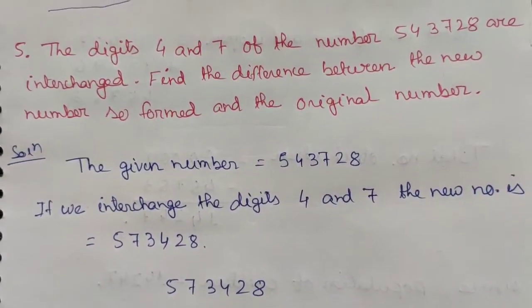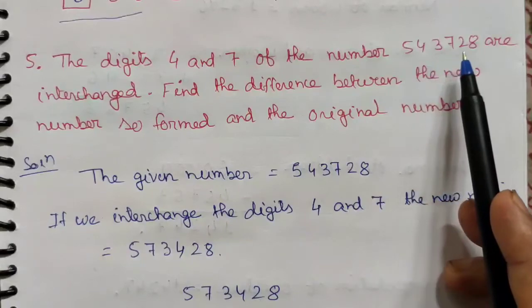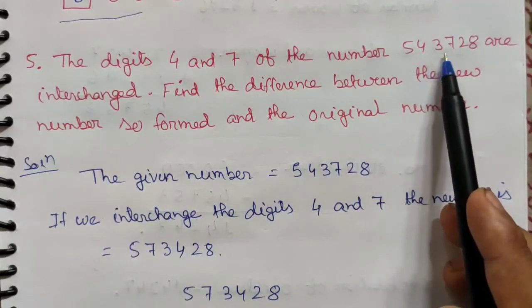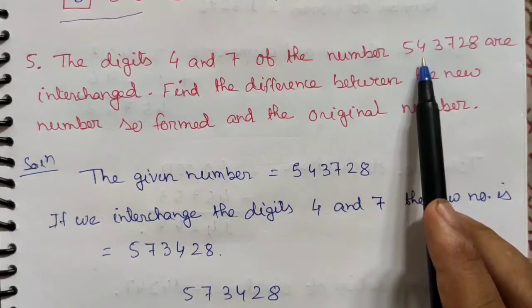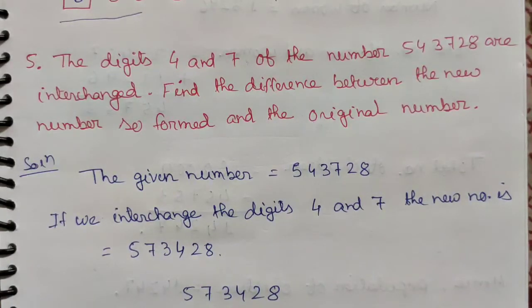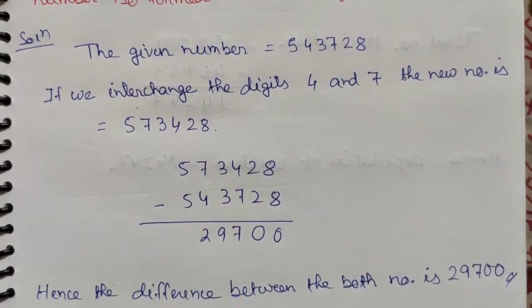Our next question. So now let's move to our next question, that is question number 5. Here the digits 4 and 7 of the number 543728 are interchanged. Find the difference between the new number and the original number. Here we have this number 543728, and what we have done is interchanged the digits 4 and 7. That is, in place of 7 we have taken 4, and in place of 4 we have taken 7.